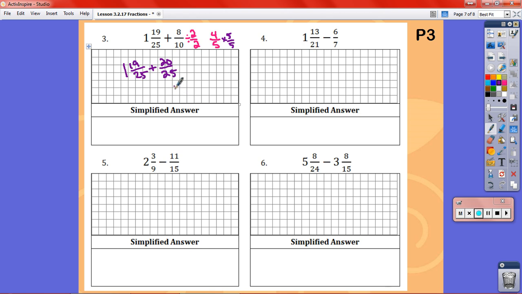So I need my whole number. Let me keep that. I'm also going to add 19 and 20 makes 39. But I have more than a whole here, because 25/25 would make a whole. So what I'm going to do is add the whole to the one that I already have. So if I have a whole already and I take a whole out of here, I get 2 wholes. And 25 pieces makes a whole, so if I take those 25 pieces away from the 39 that I had, I end up with 14 pieces. 14/25. So my answer is 2 and 14/25.